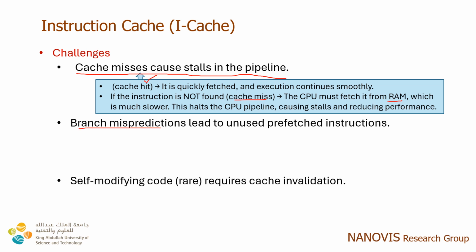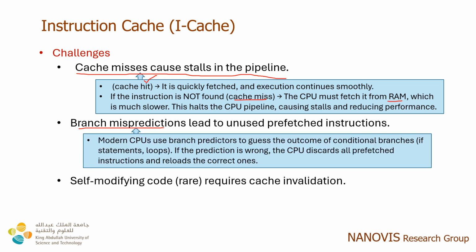Another one is branch misprediction leading to unused prefetched instructions. Modern CPUs use branch prediction to guess outcomes in conditional branches such as if conditions or loop statements. The modern processor predicts the next outcome. But if this prediction goes wrong, the CPU discards all the prefetched instructions and reloads the accurate ones. So this is another problem which needs optimization for the I caches.